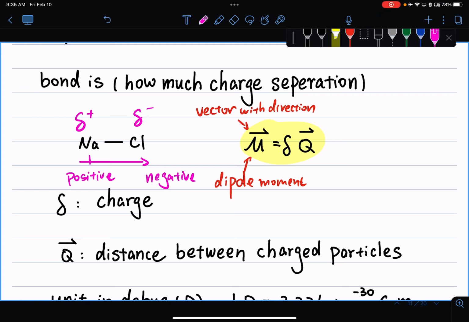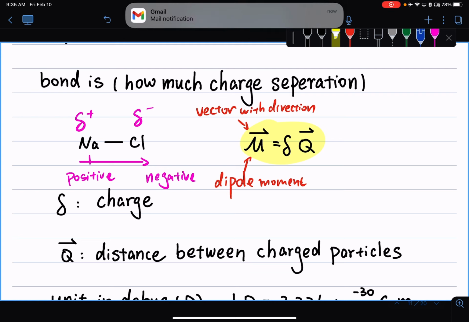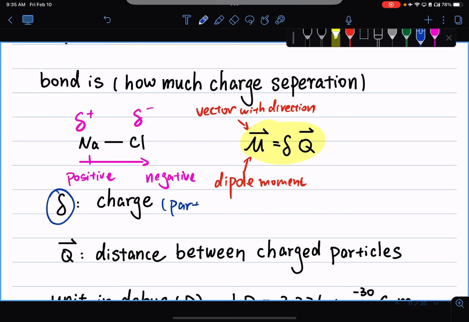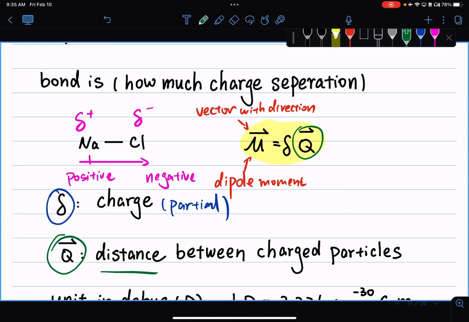On the right-hand side, we have two terms. One of them is the charge, so that's a partial charge. And then r, that's the distance between these charged particles. Again, it has that little arrow on top because it is a vector. It's pointing from the electropositive atom to the electronegative atom.